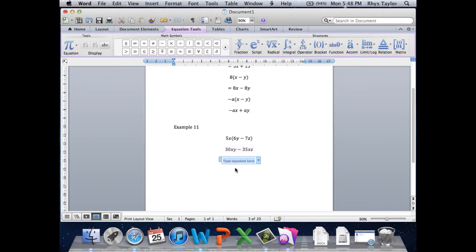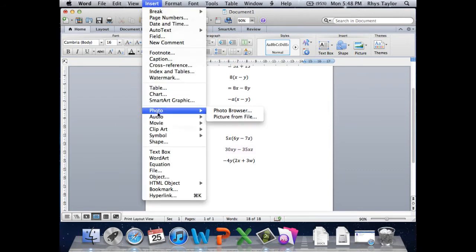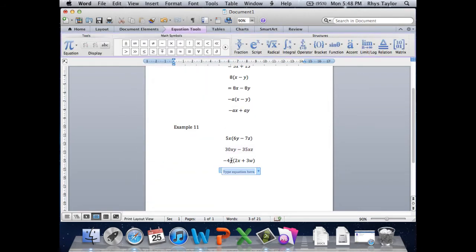Next one. Negative 4y, 2x, plus 3w. Making sure we follow the rule. Negative 4y times 2x. Negative 4 times 2 is negative 8. Take on the letters on the end, xy. Negative 4 times 3 is negative 12wy.